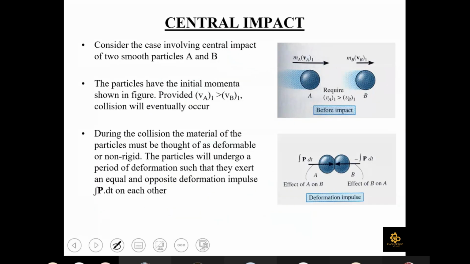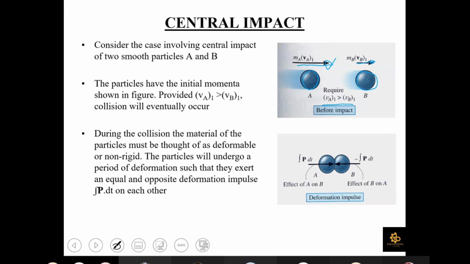First of all, we are going to consider two particles. One is particle A, as shown to you in this figure here. This particle A is traveling with a velocity or momentum MAVA1 towards the right. Then you have another particle B, which is traveling towards the right as well, with a momentum of MBVB1. So we have taken a general case in which both the particles are traveling towards the right, provided that VA1 is greater than VB1, that is, the velocity of particle A is greater than the velocity of particle B. Ultimately, at some point, the collision is going to take place.